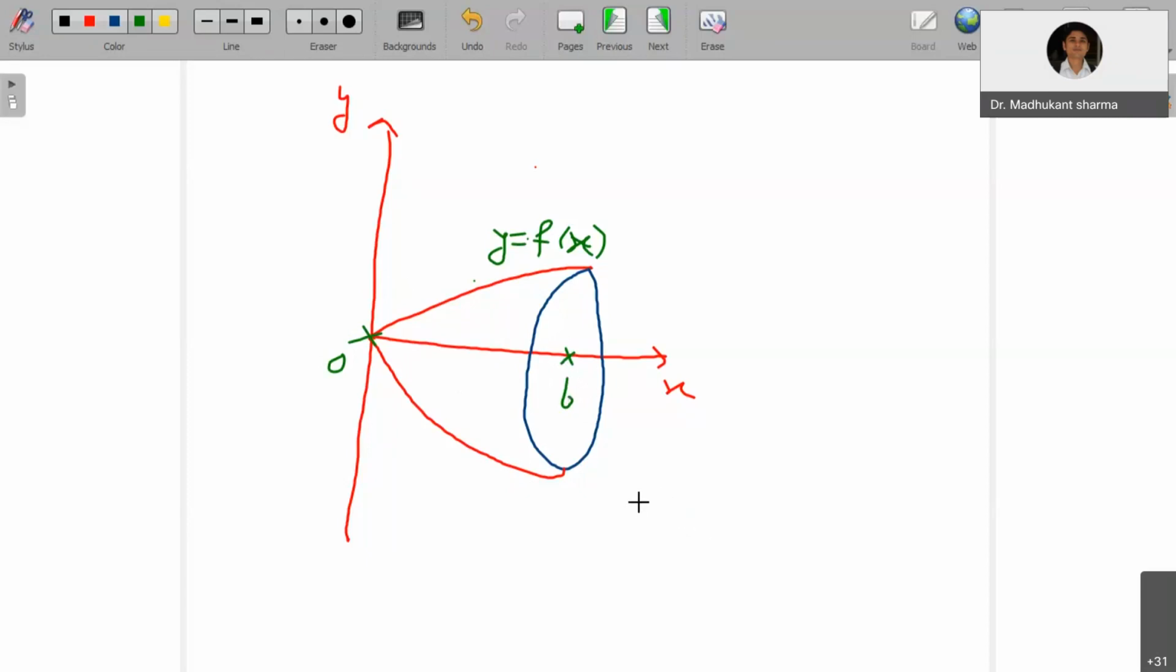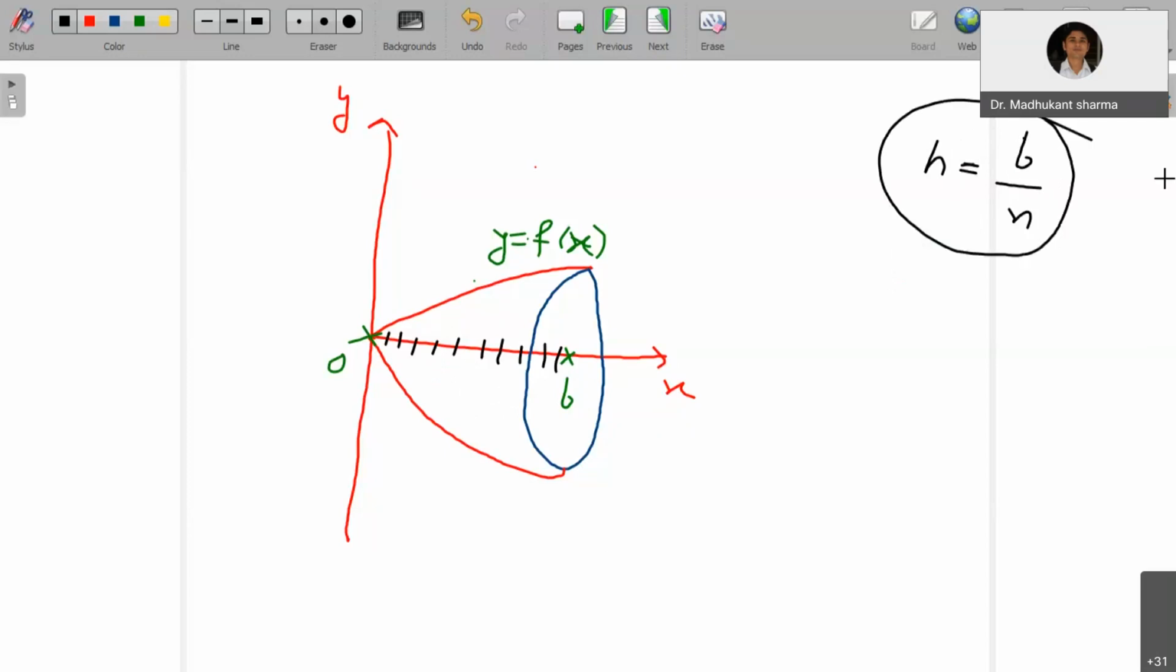Now, as we have done in the case of the Riemann integral, first we have taken the partition, partitioning the interval. Let's say h is equal to (b minus a) by n. Here a is 0, so it's b by n. You can increase n and you will get a very small step size. So you just take one very small part.